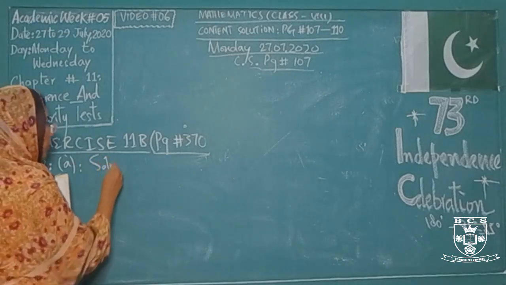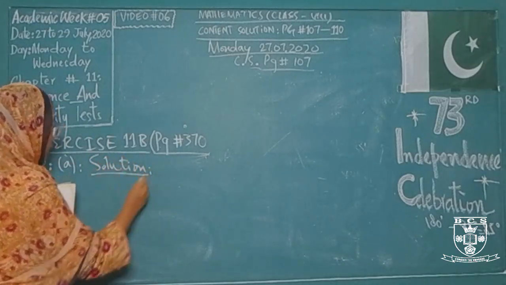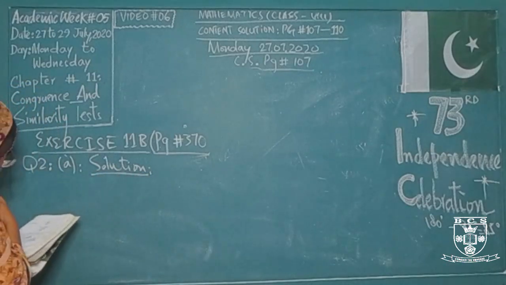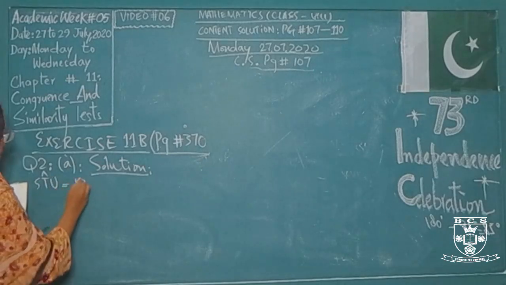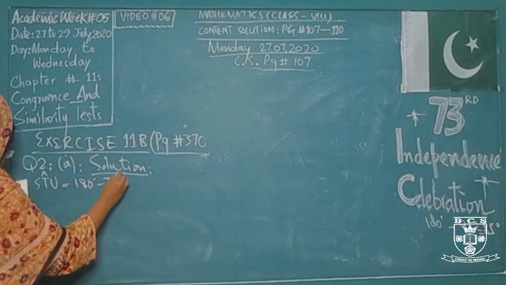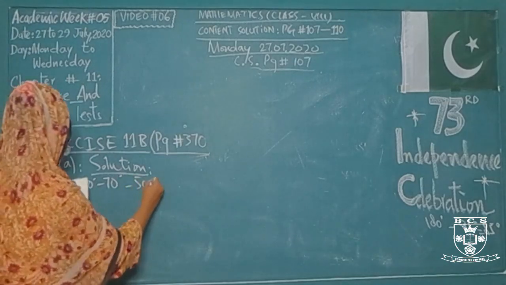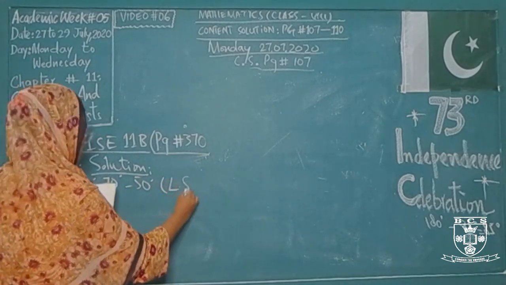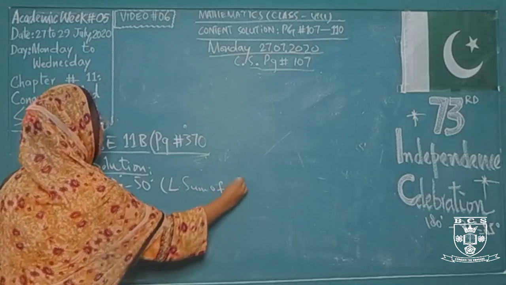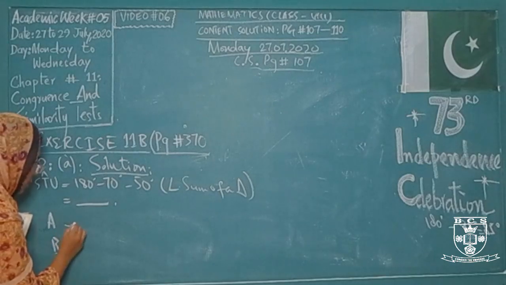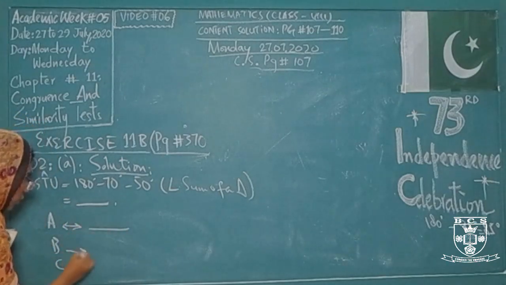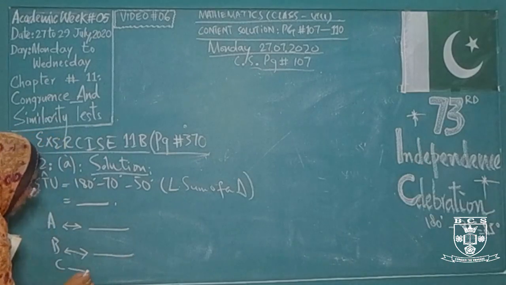First of all, solution. Angle STU is equal to 180 degrees minus 70 degrees minus 50 degrees, angle sum of a triangle, is equal to dash. Then A, B, C. A is corresponding to, B is corresponding to, and C is also corresponding to.